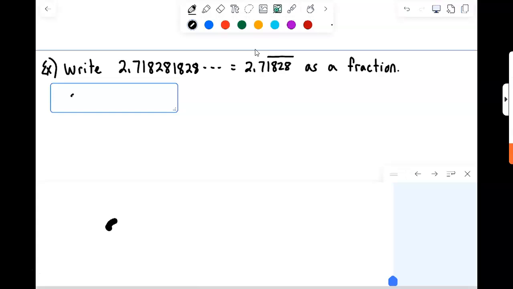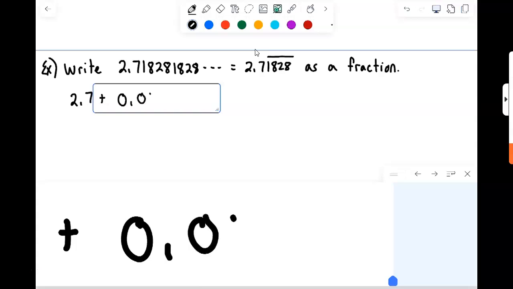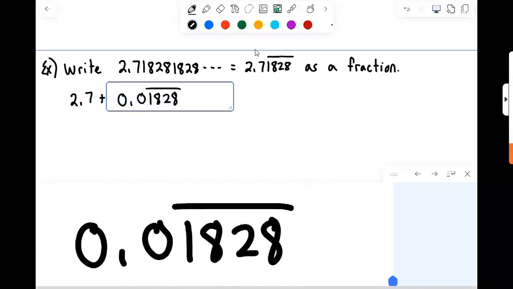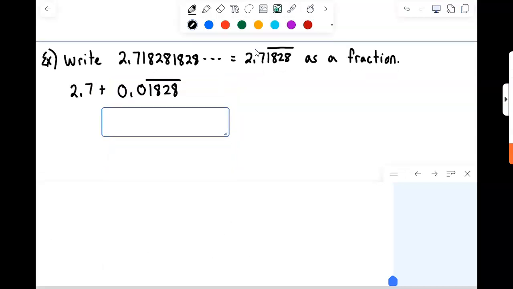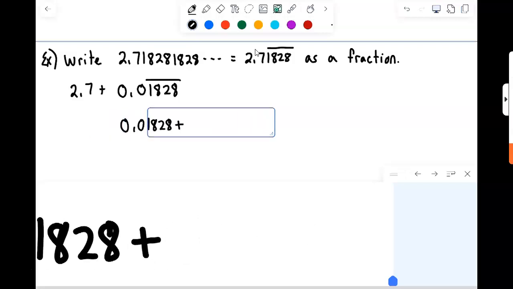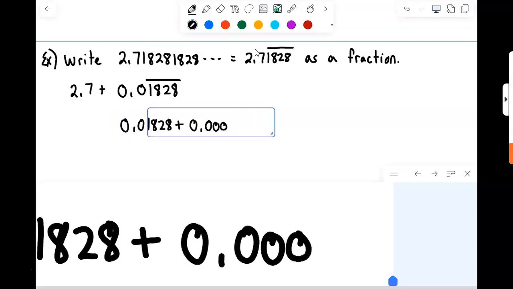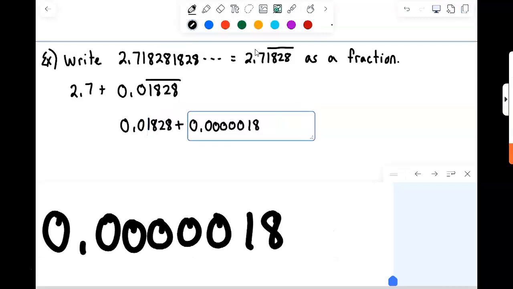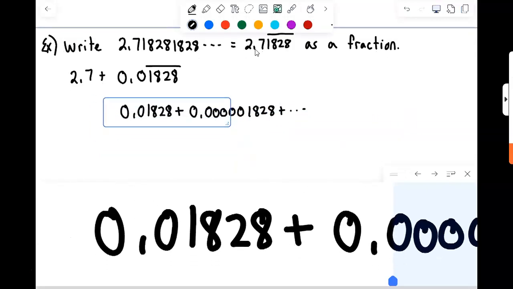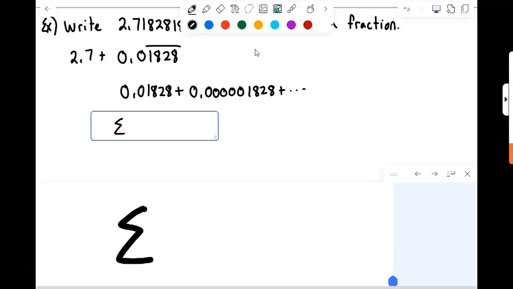So the first thing we would do here is strip off the 2.7, and we would just focus on the repeating part, 1828, repeating. That's the piece we're going to set up and do our geometric series for. The first term, focusing on that, would just be 0.01828, and then plus, you'd have 5 zeros, and then 1828 again, and so on. I'm not going to write any more of those down. So my a term is just 0.01828.